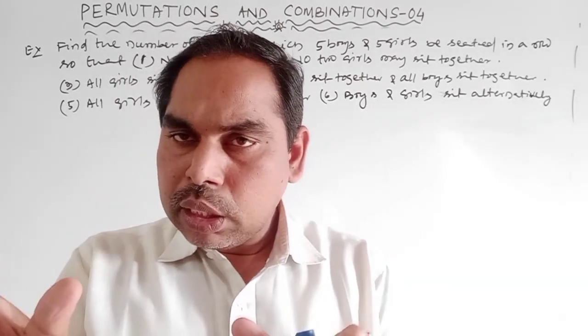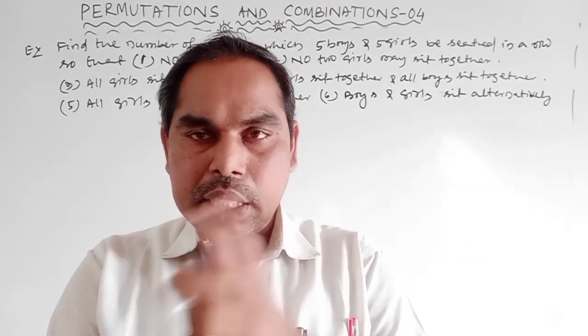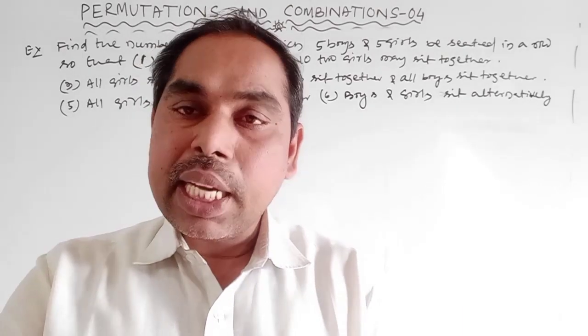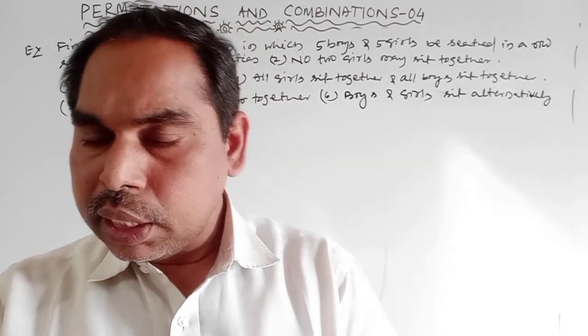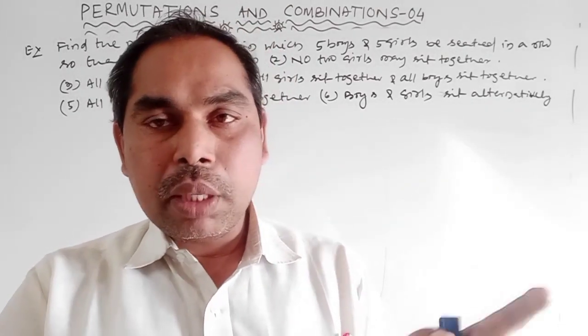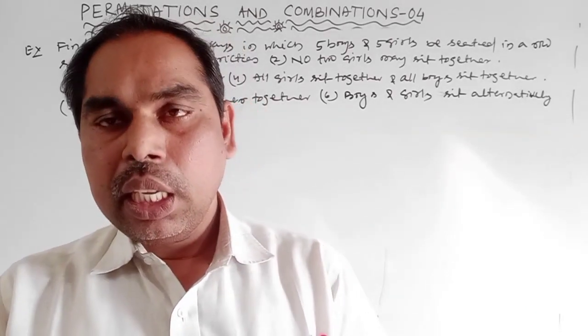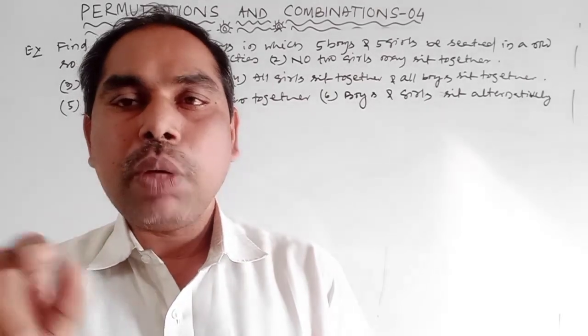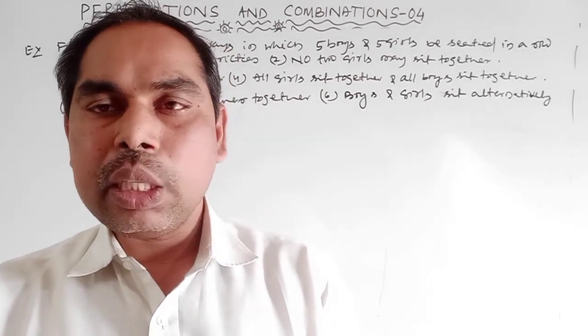5 boys on one side, 5 girls on the other side, then interchange. So 2 factorial ways. Now 5 boys are arranged among themselves in 5 factorial ways and 5 girls are arranged among themselves in 5 factorial ways. Hence by the fundamental principle of counting, 2 factorial into 5 factorial into 5 factorial is the required answer.